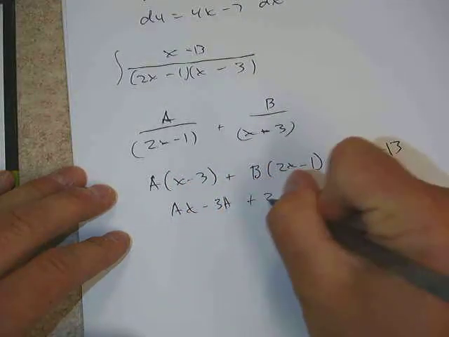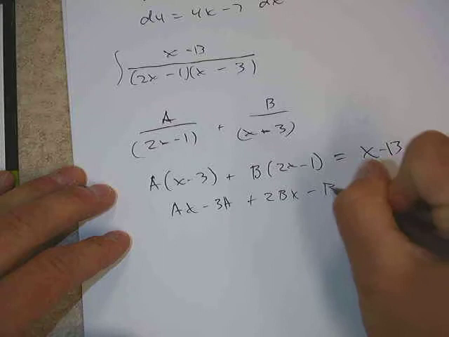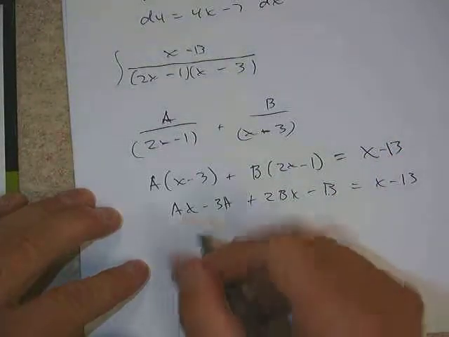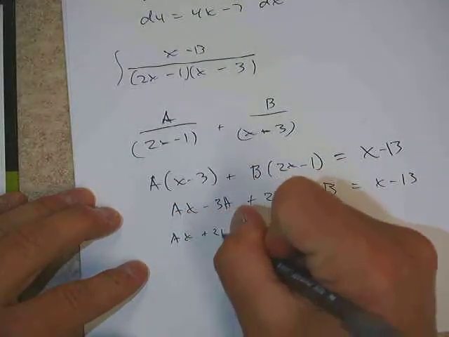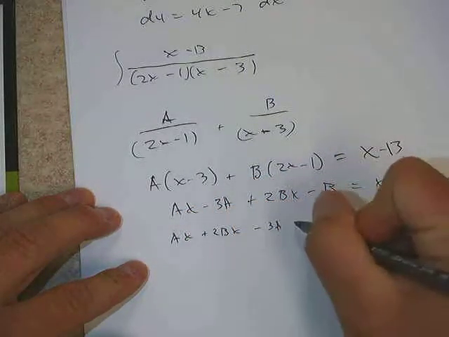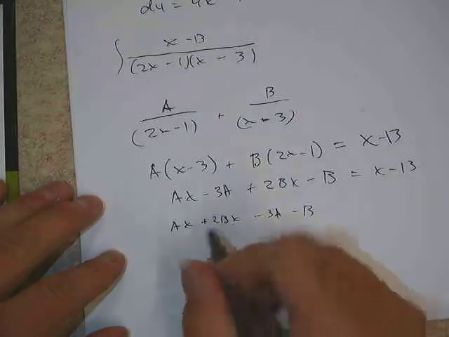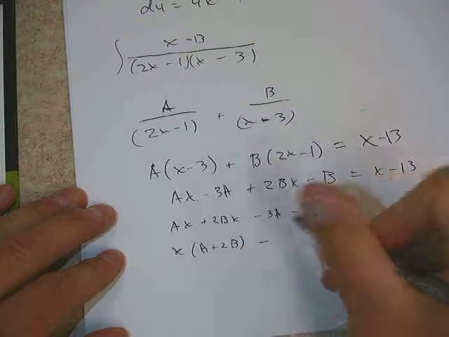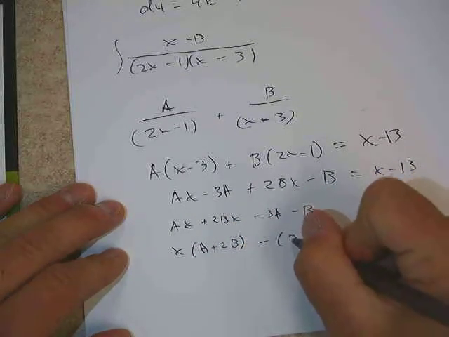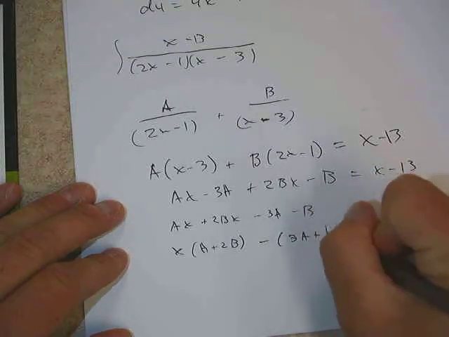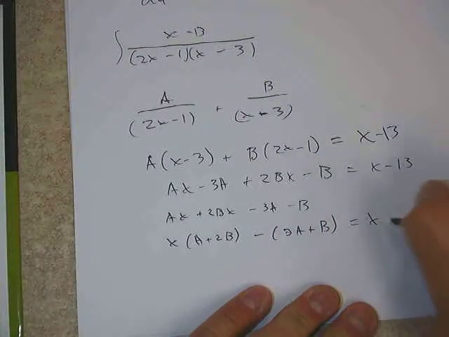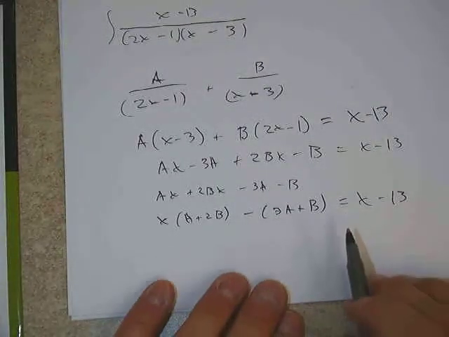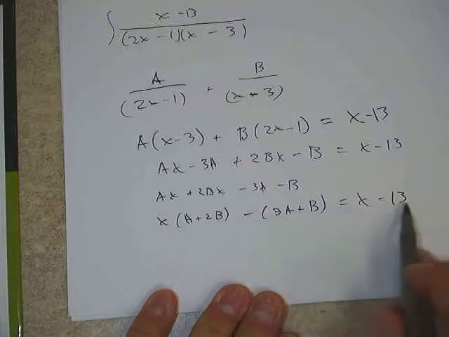So we're first going to go ax minus 3a if we distribute here. And then we're going to go 2bx minus b here equals x minus 13. Okay. And then what we're going to do is collect the terms that have x in them, ax and 2bx, and then minus 3a and minus b here. And we're going to factor out an x, and we're going to have a plus 2b here. And then we're going to factor out a negative 1 and have 3a plus b here.